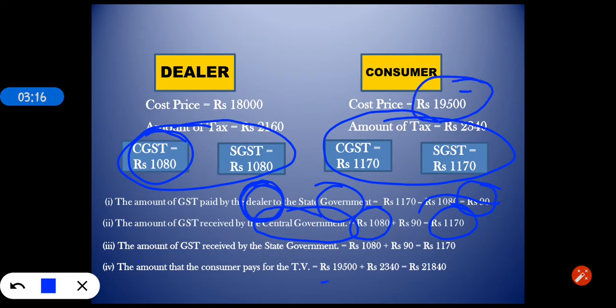Now the last one, the amount that the consumer pays for the TV is equal to rupees 19,500 plus the total amount of tax, which is 2,340. When I add these two, we will get 21,840 rupees.